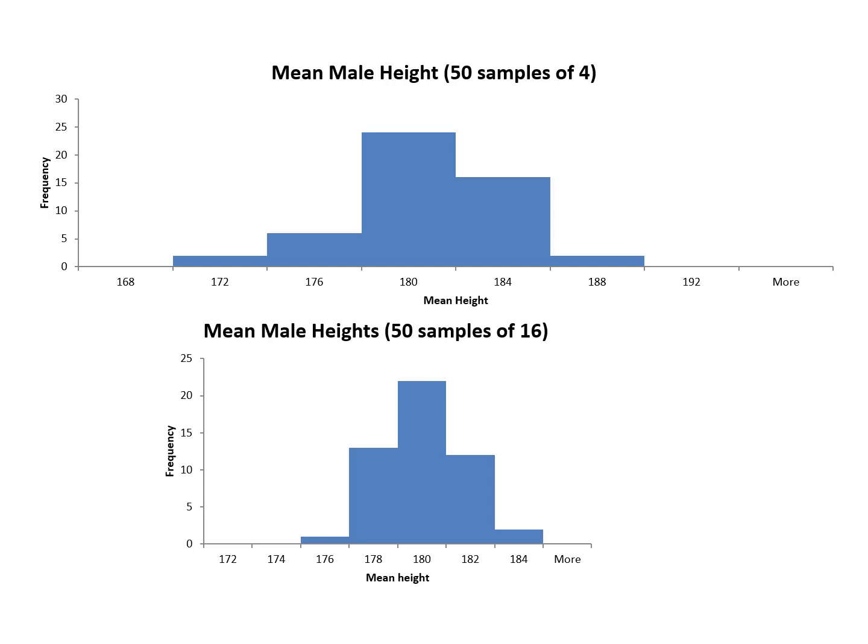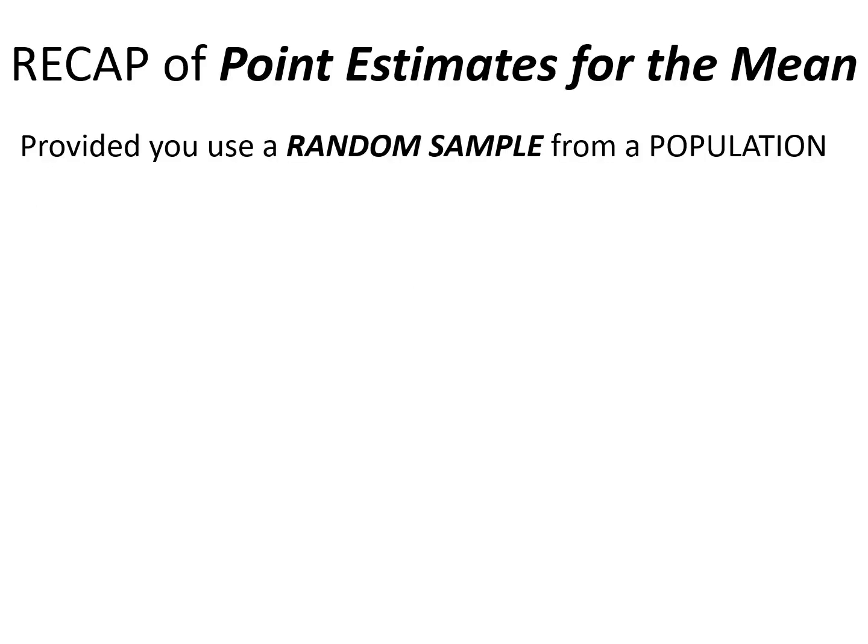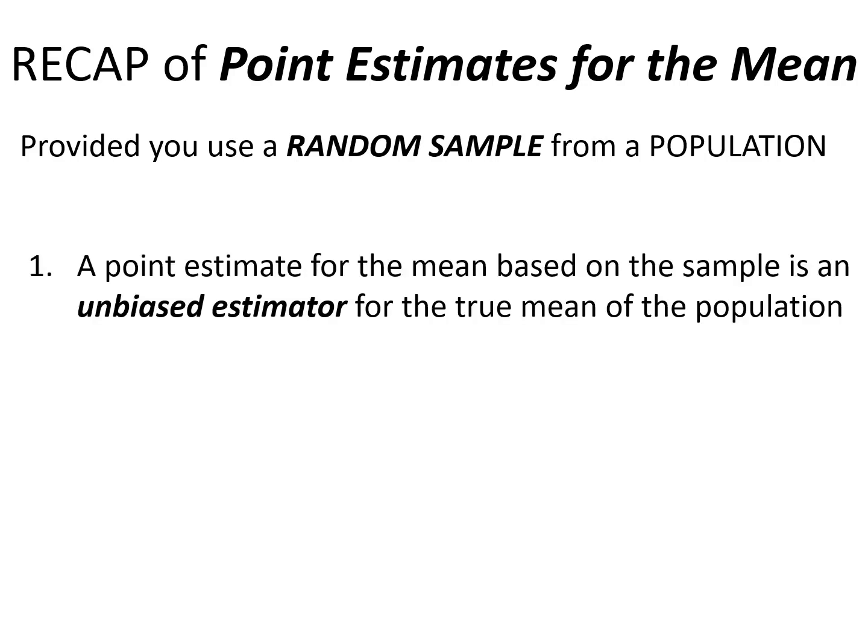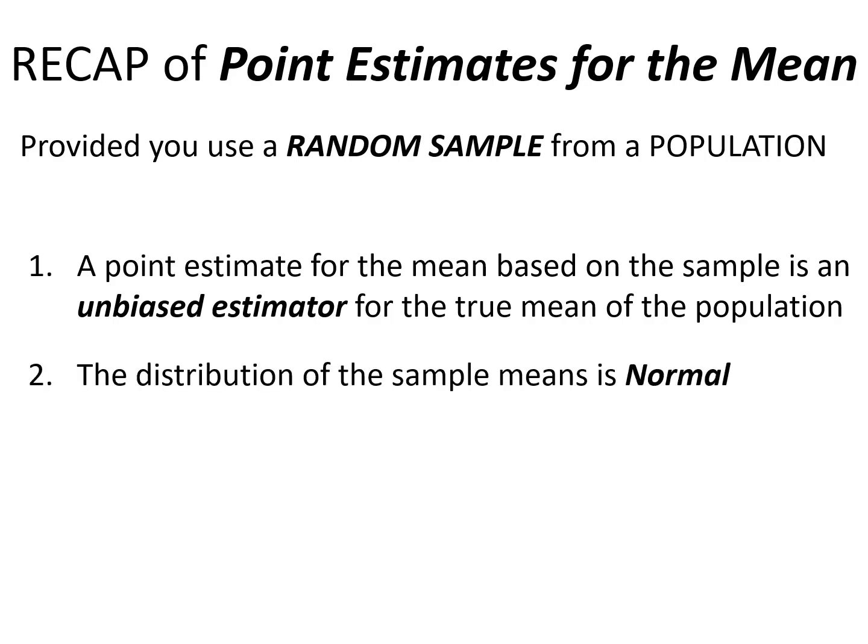For today, the two big ideas are this. Provided you use a random sample from a population, a point estimate for the mean based on that sample is an unbiased estimator for the true mean of the population, and the distribution of the sample means is normal. And amazingly, this is still true even if the measurements in your original population are nowhere near normal. Now, I'd like you to work through the task you've been set.